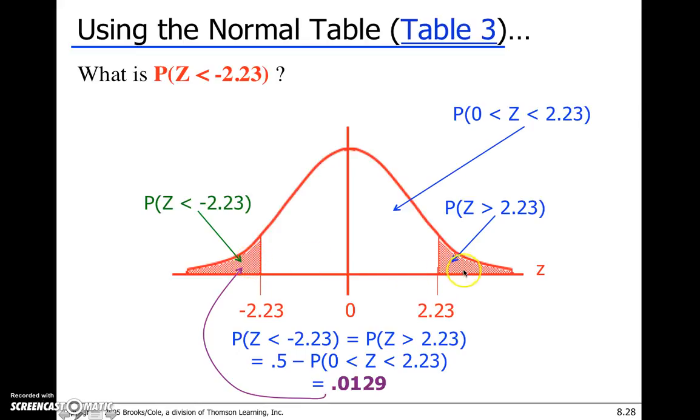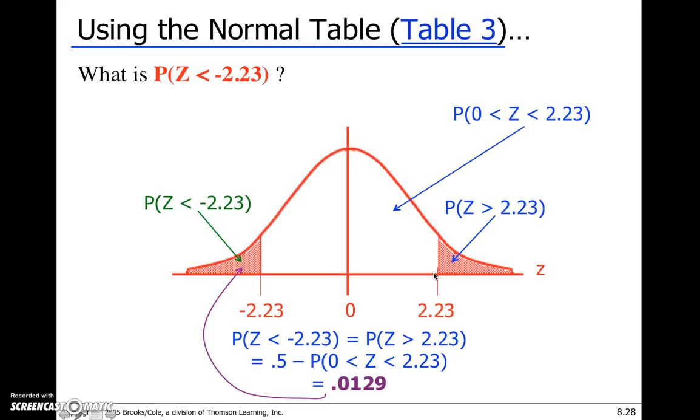You want to find the probability z is greater than 2.23, because this area is going to be the same as this area by symmetry. Again, we can't find the probability that z is greater than 2.23 directly. That is not written in the table. What we know is the probability that z is less than 2.23 and greater than 0. That is this area here.